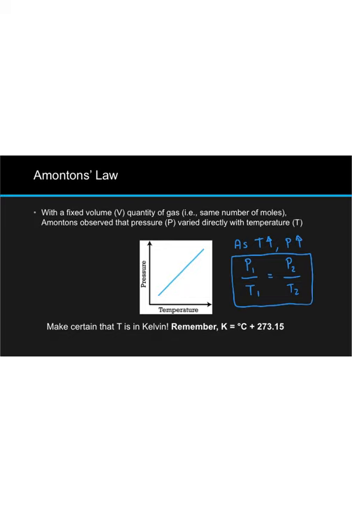Here are those equations again. Boyle's law. The relationship between pressure and volume for a gas is P1 V1 equals P2 V2. Charles' law. The relationship between volume and Kelvin temperature, V1 over T1 equals V2 over T2. Avogadro's law. The relationship between volume and number of moles. And Amontons' law. The relationship between pressure and Kelvin temperature.